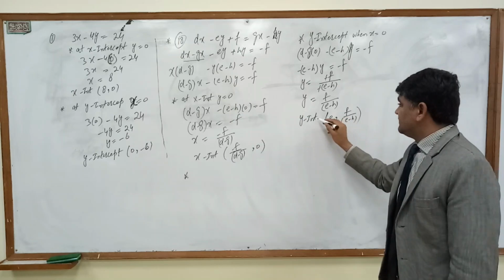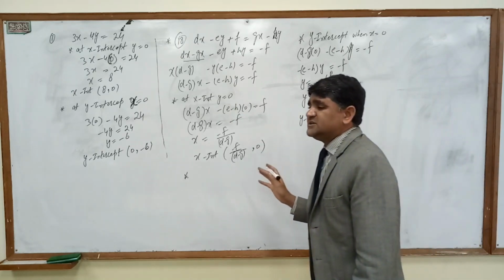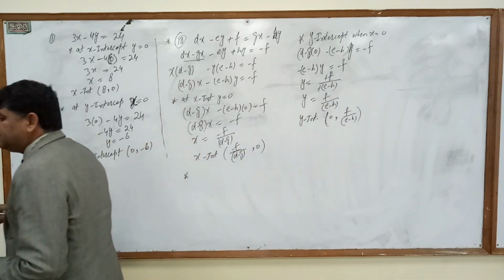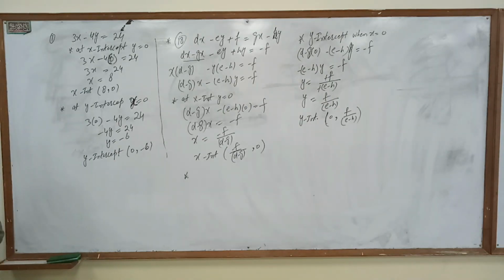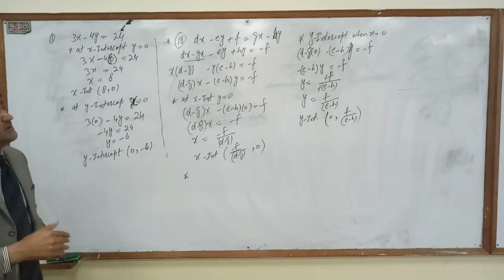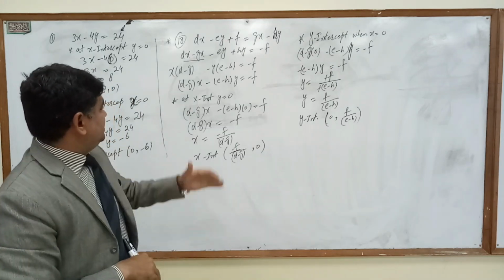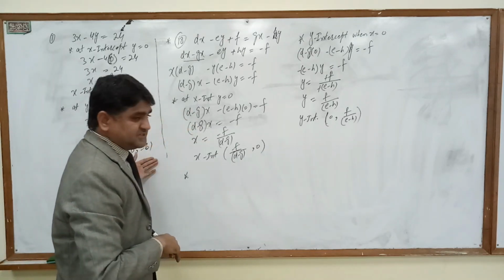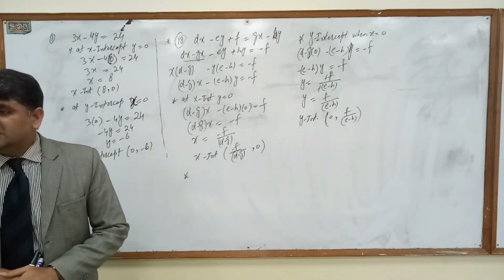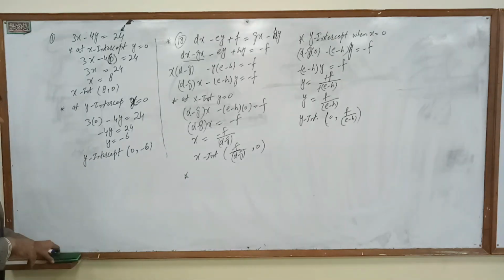Clear, students? Yes sir. So question number 1 to question number 20, you have to simply identify the x-intercept and y-intercept. In question number 21 to question number 36, we have to draw the graph. It's a more advanced form: first we determine the x-intercept, then the y-intercept, then we can place them on the graph. Okay, students? Yes sir.